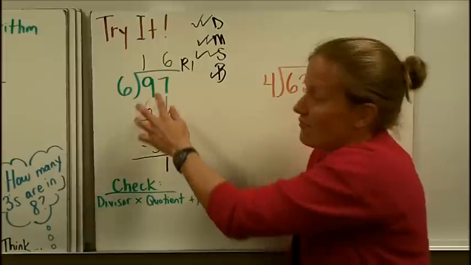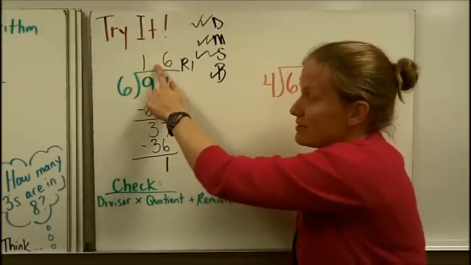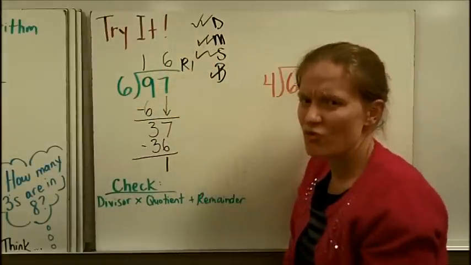This means that, for example, if I had $97 and I wanted to share them among 6 friends, each friend would get $16 and then there would be $1 left over.